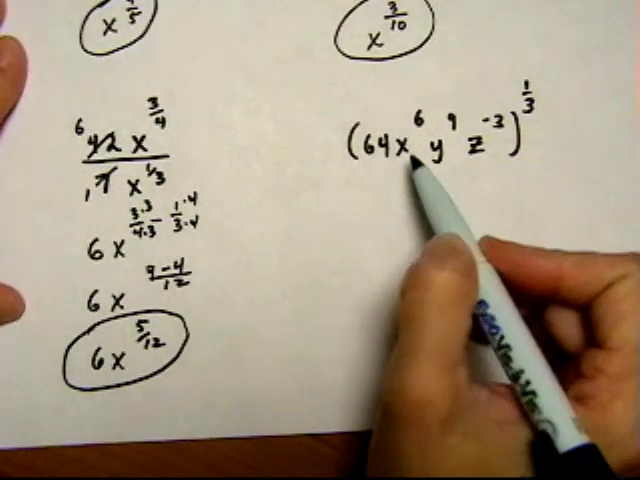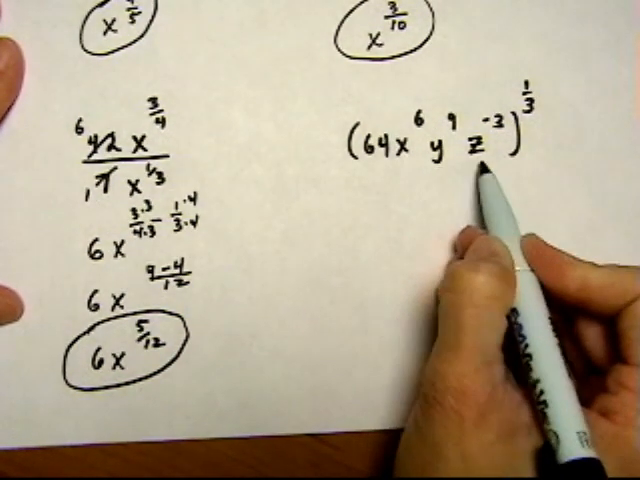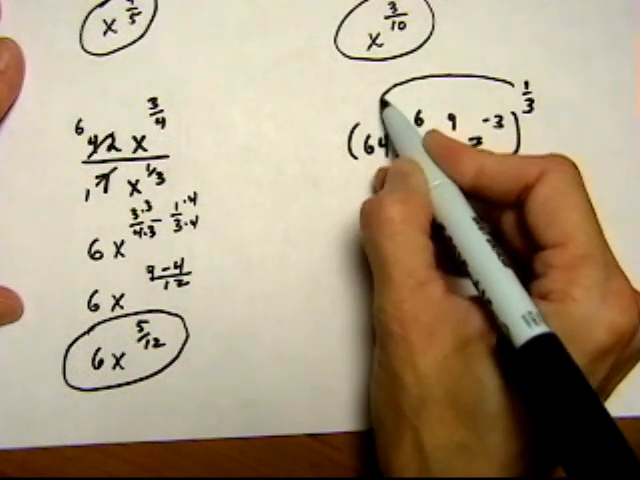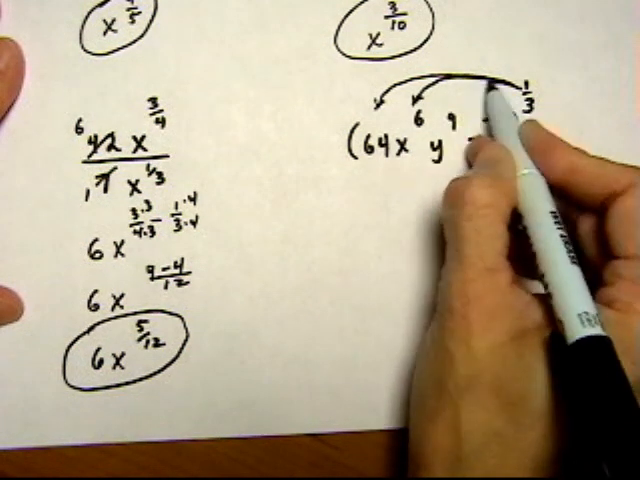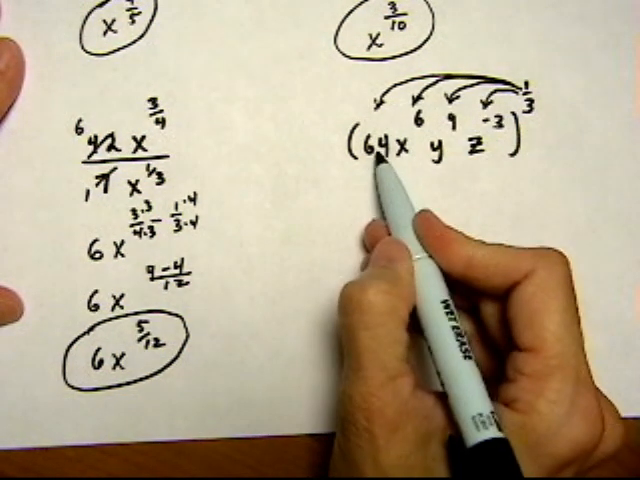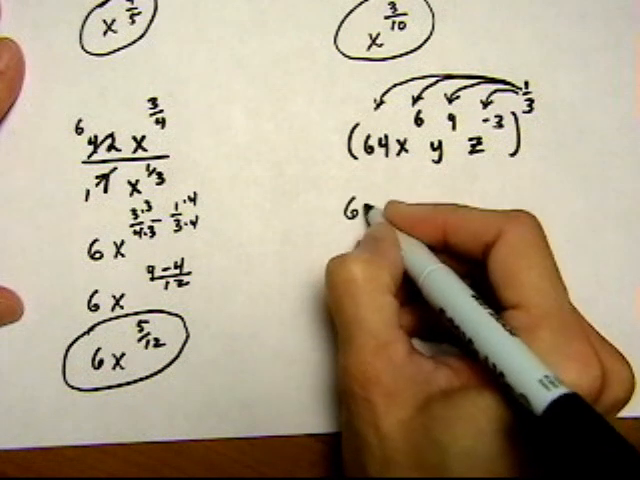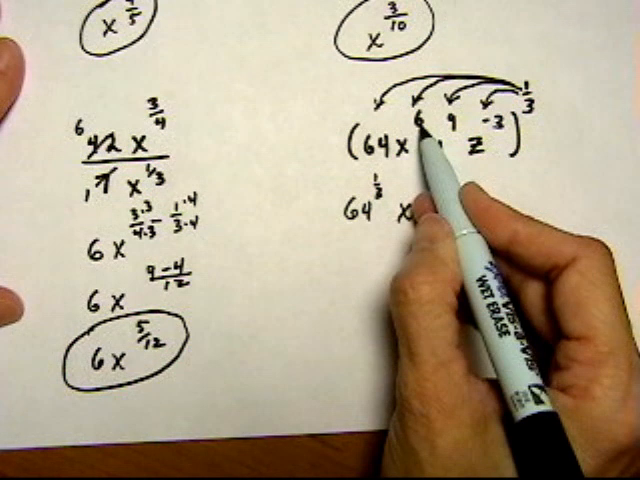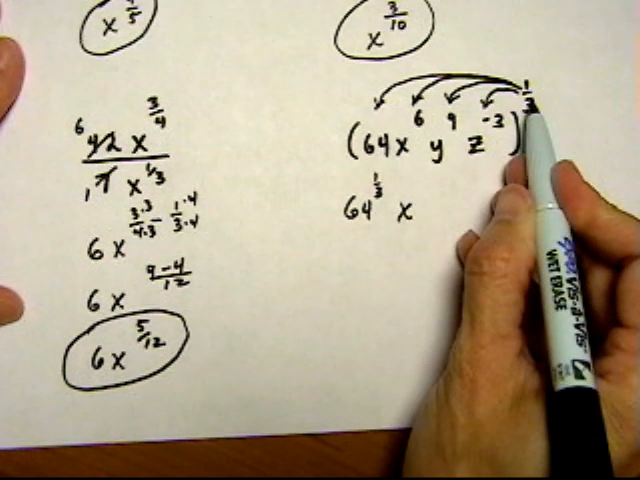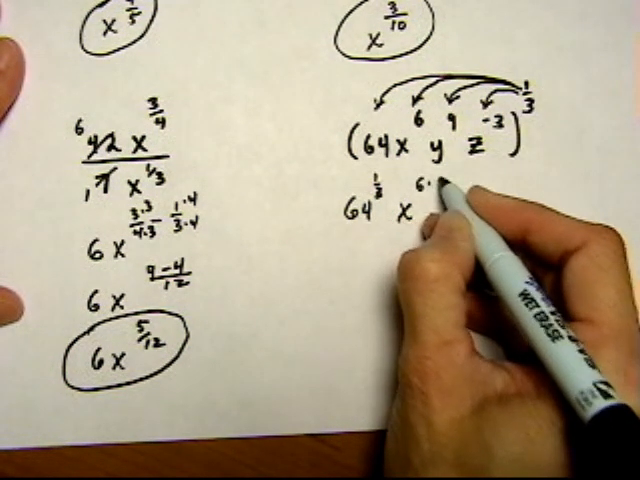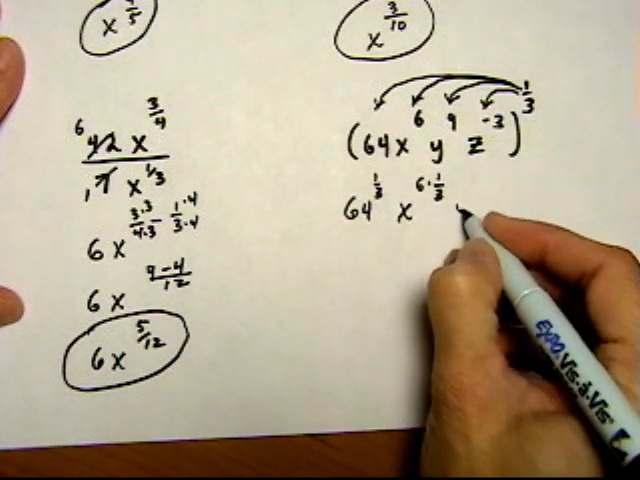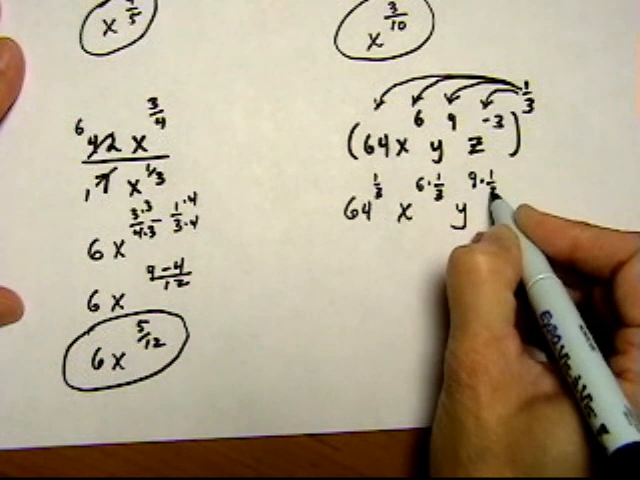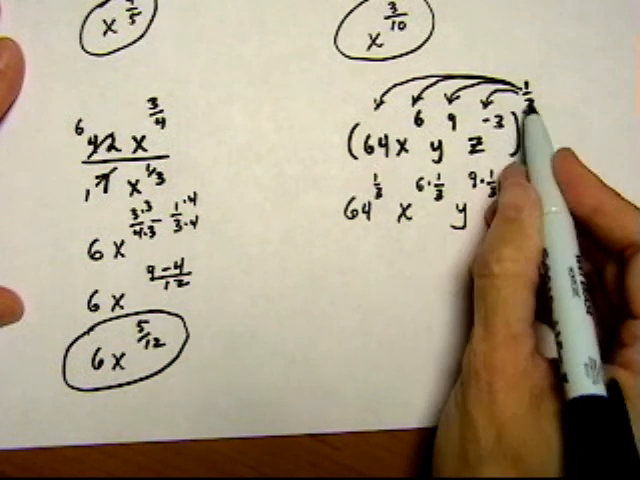And our last problem, we have a bunch of factors being multiplied together, all raised to a power. That means that each of these factors gets the power. So that's 64 to the 1/3, x to the, now this already has an exponent, so it's power to a power, so 6 times 1/3, y to the, again there's a power here already, so we multiply 9 times 1/3, and z to the -3 times 1/3.